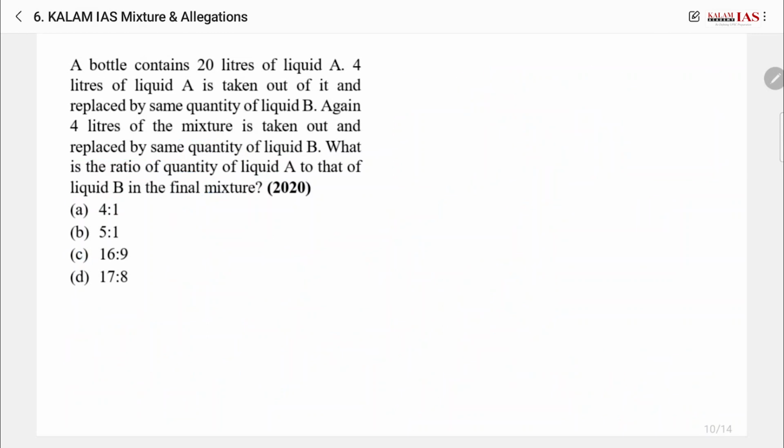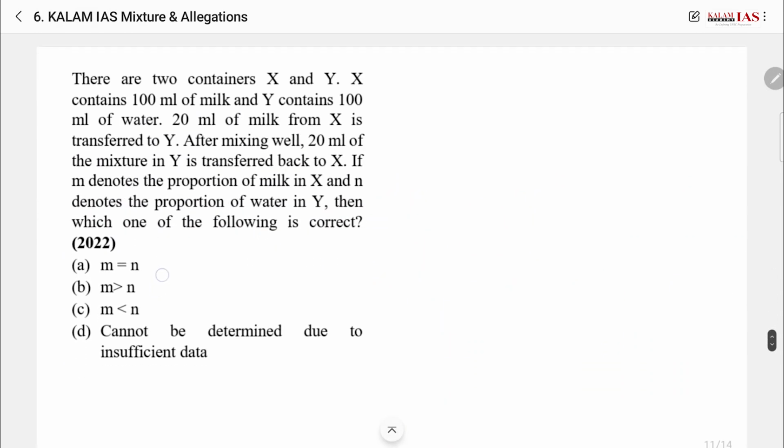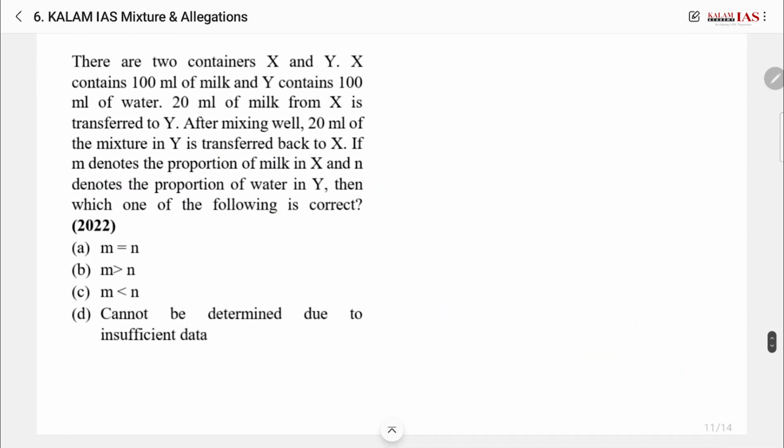Moving on to the next question. You have another 1.5 minutes to attempt it, and then we'll see the solution.